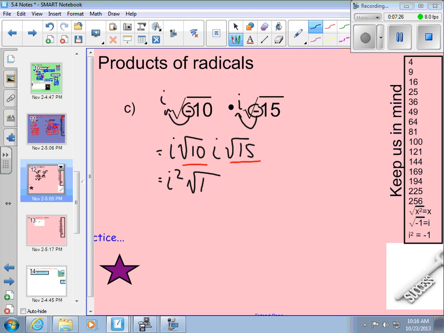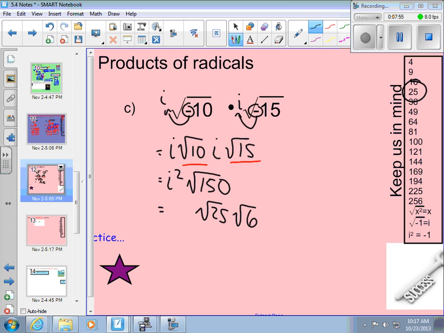10 times 15 is 150. All right, now we want to keep going and see, does this simplify anymore? Well, square root of 150, is there any perfect squares that would divide into 150? And there is one, 25. 25 is a perfect square that would go in there. So we know that square root of 150 is square root of 25. And if you divide 150 by 25, you see that it goes in there 6 times.